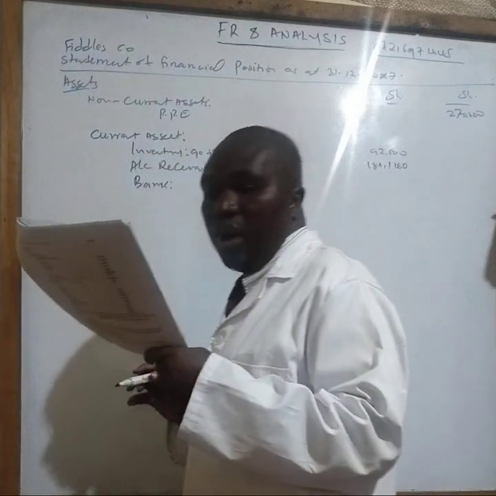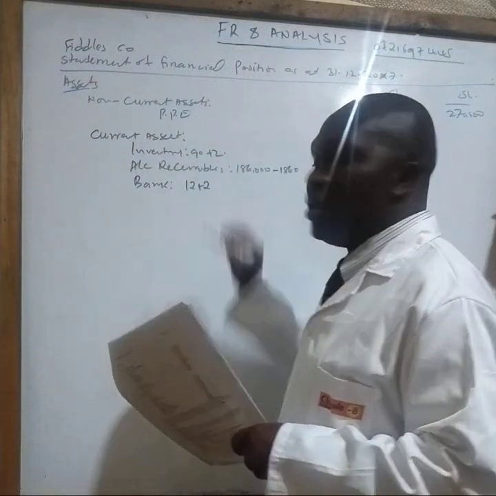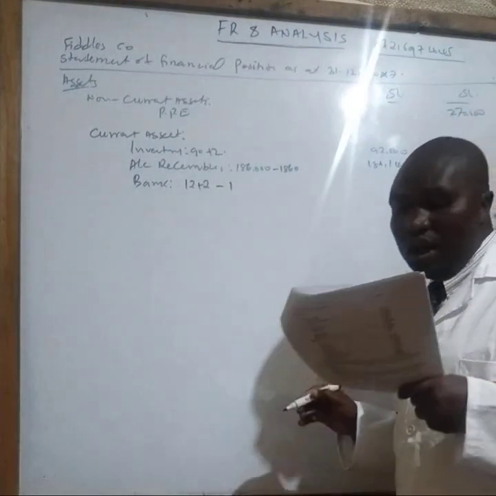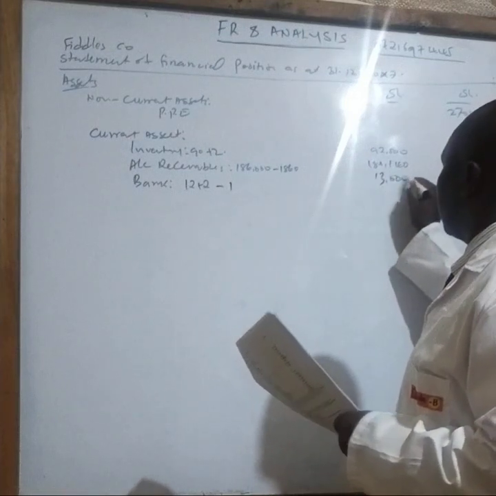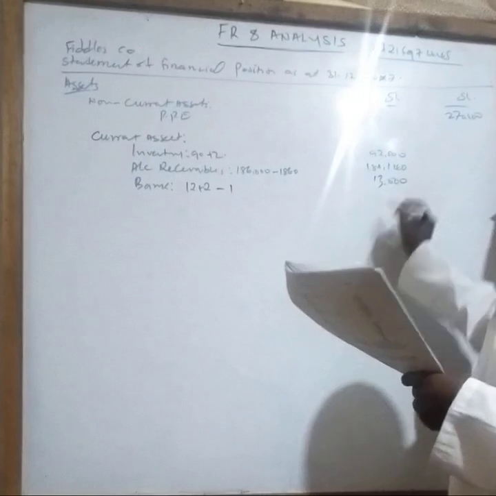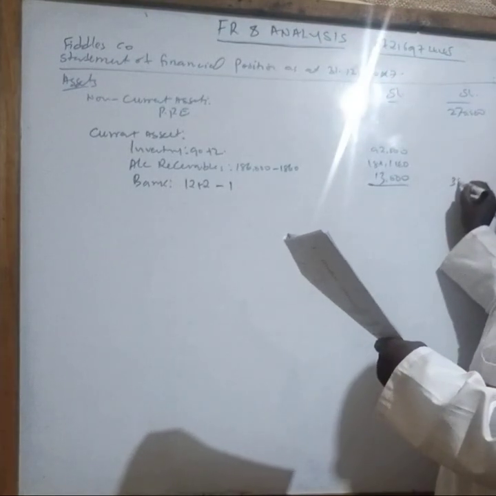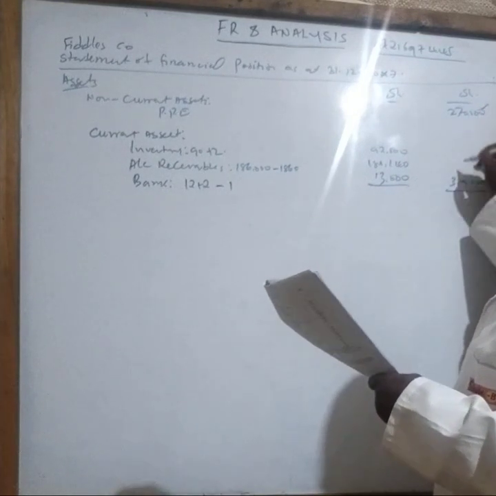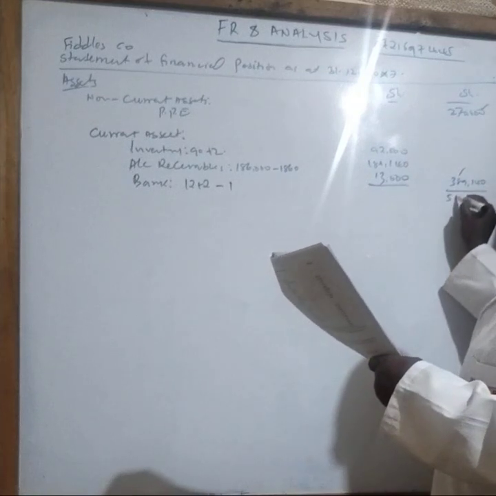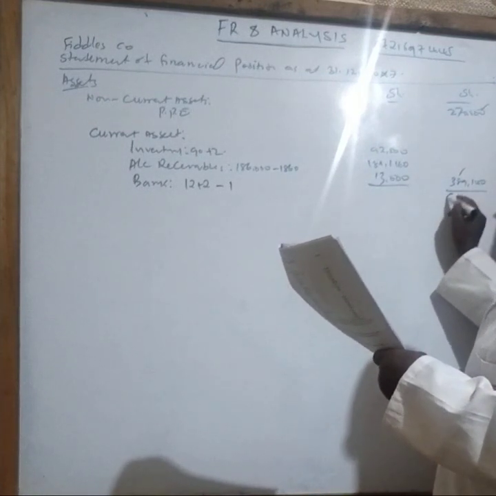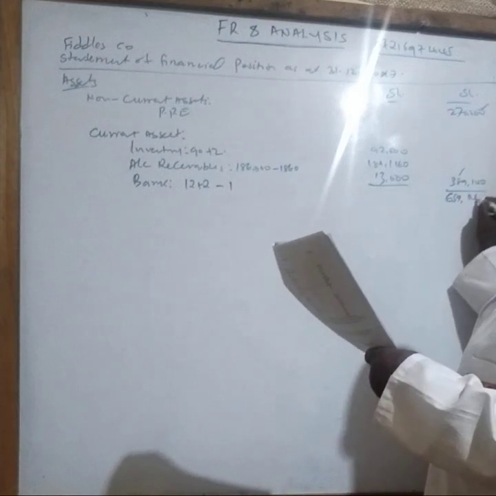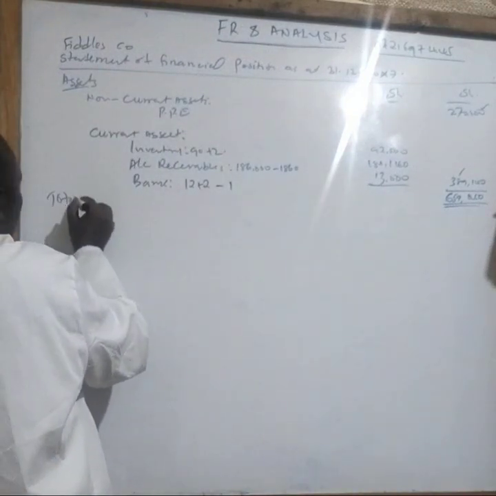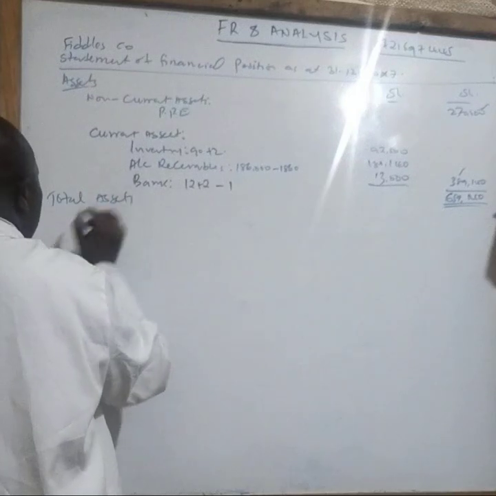Then there was bank. Balance brought down from the bank we found to be 12. Then there was a receipt of 2,000, and there were bank charges of 1. So your answer is 13,000. Correct? Now when you add this and transfer here, you get 389,140. If you add non-current assets plus current assets, your answer is 659,140. So that is your total assets.